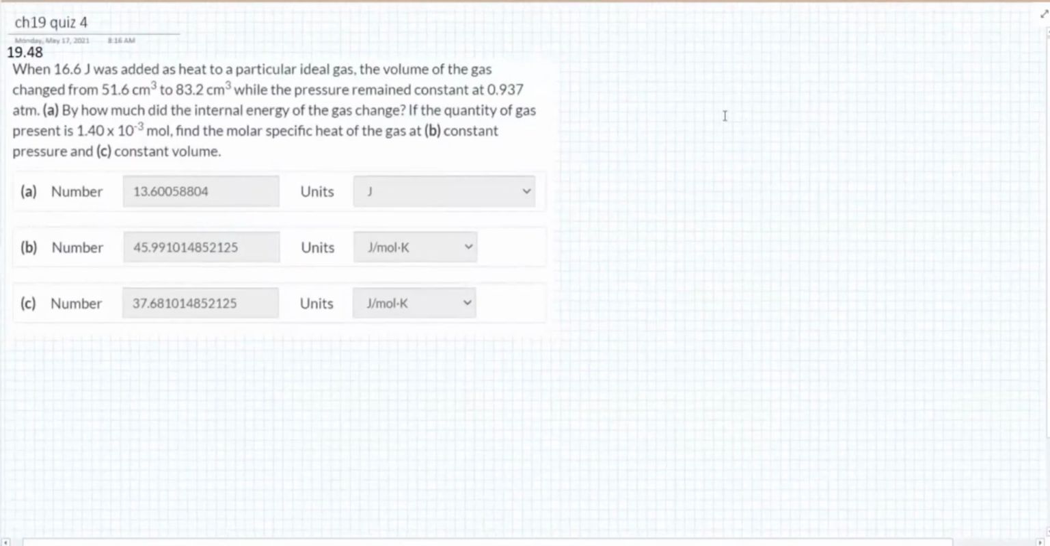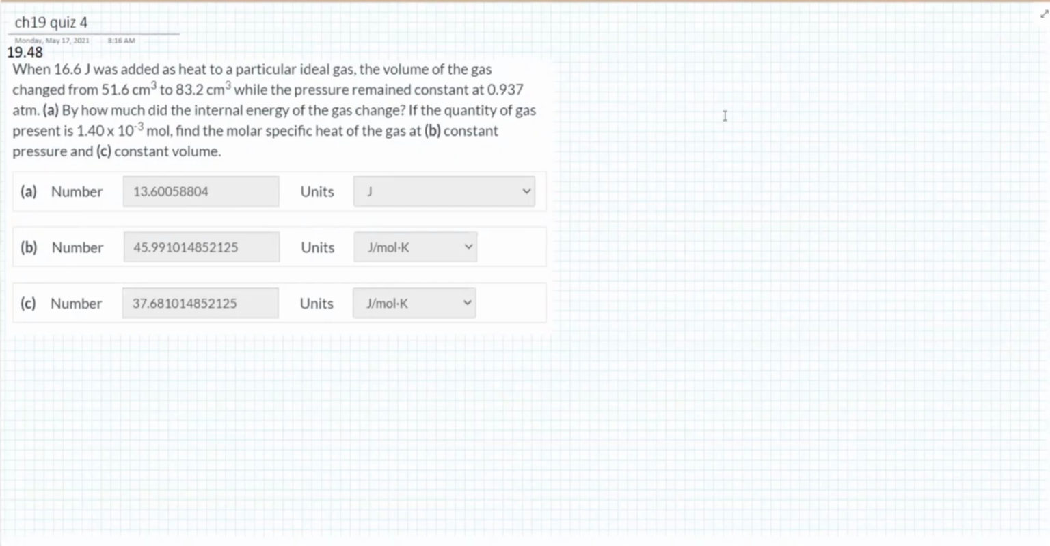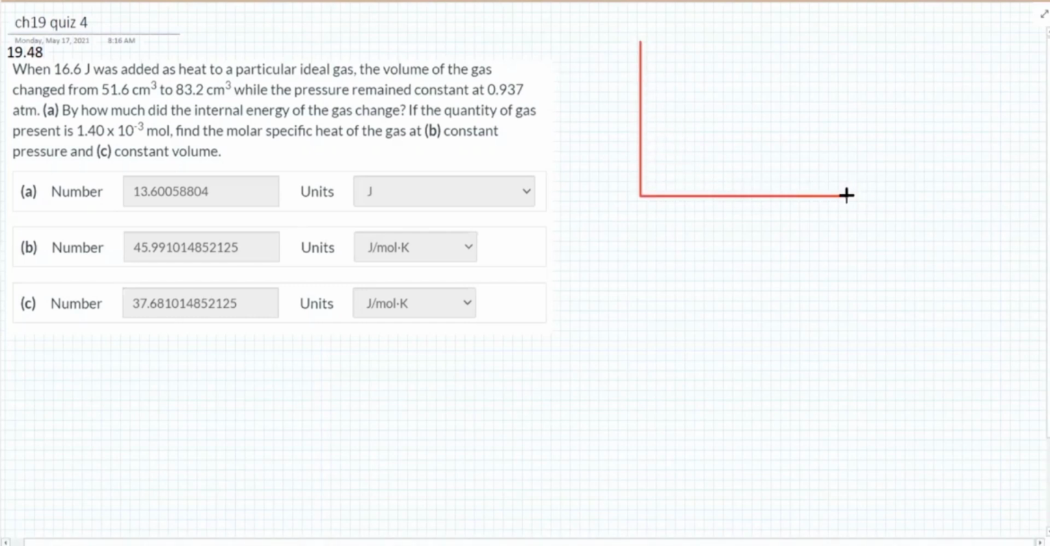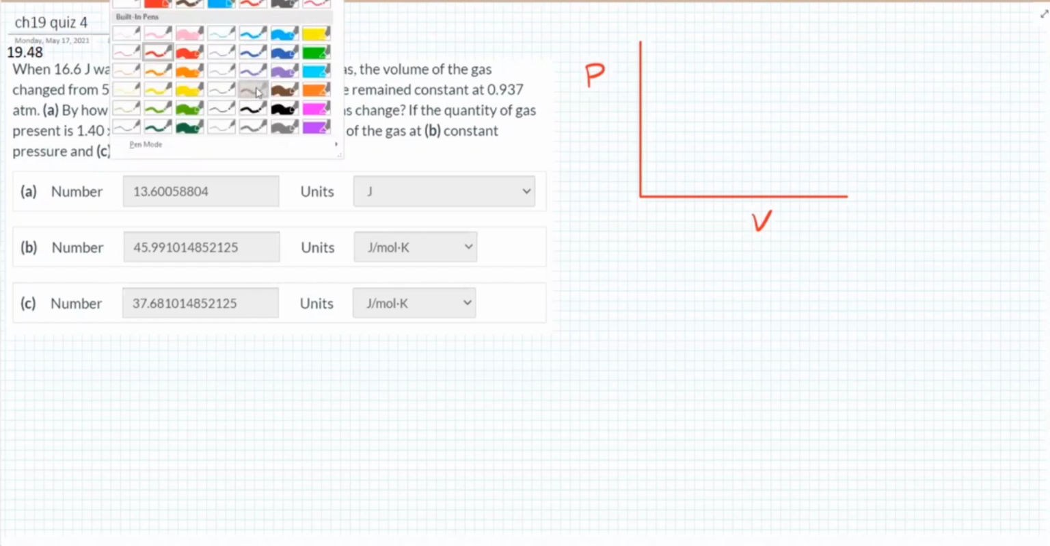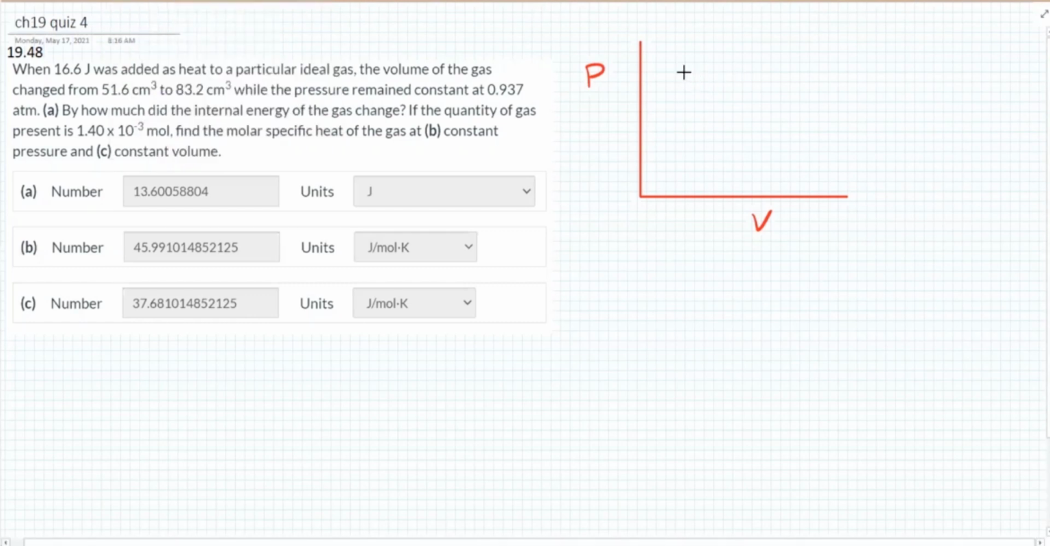When 16.6 joules was added as heat to a particular ideal gas, the volume of the gas changed while the pressure remained constant. So it's another one. Get out your favorite pen or pencil and let's draw a PV diagram. Dependent variable is P, independent variable is V. You're adding some heat. The volume of the gas increases while the pressure remains constant. So we've seen this; it's looking familiar. So let's do this. Here's isobaric.